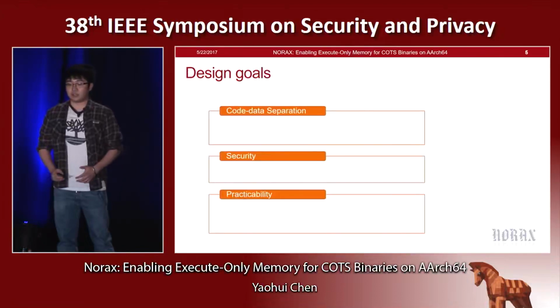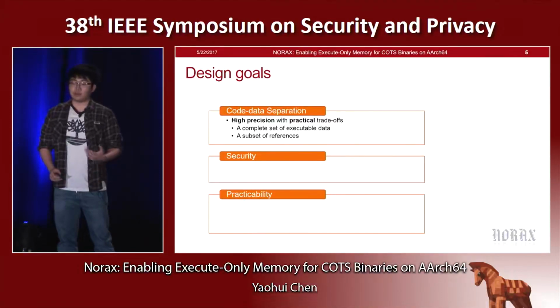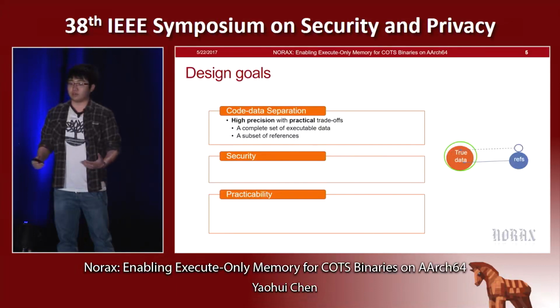So facing such challenges, we made the following design goals for Norax. Firstly, regarding code-data separation, we want to have analysis with very high precision. We want to make practical trade-offs, which means that we want a superset of the executable data, but only a subset of the references, which will result in something like this.